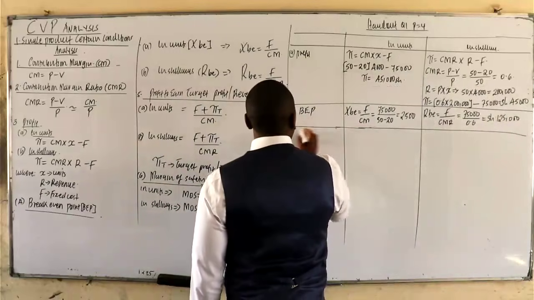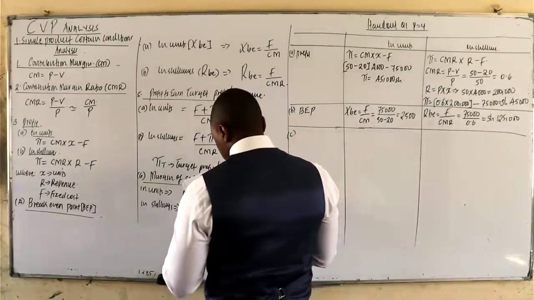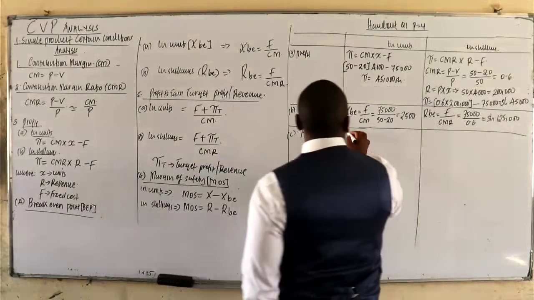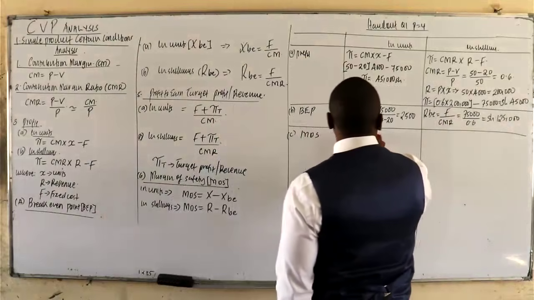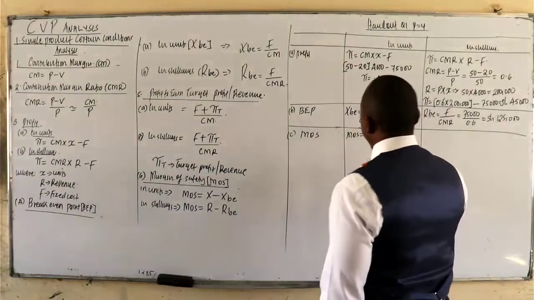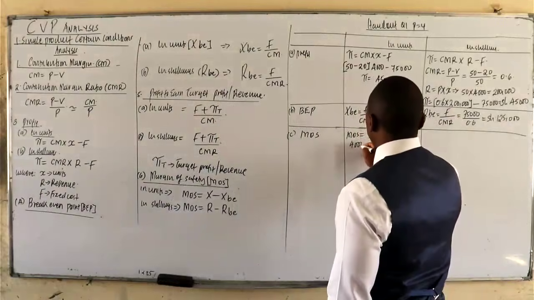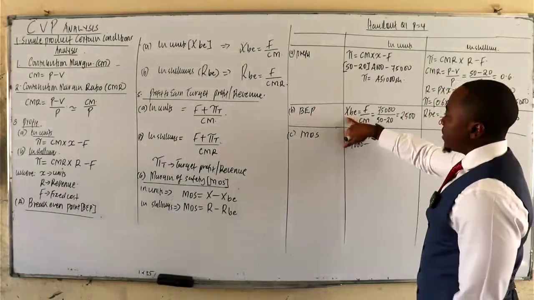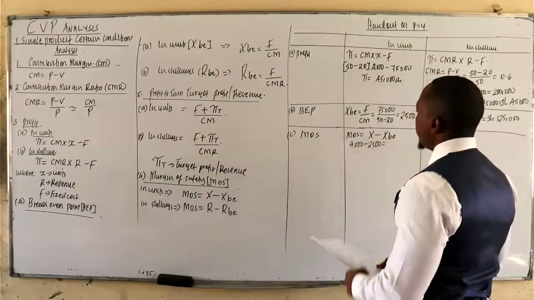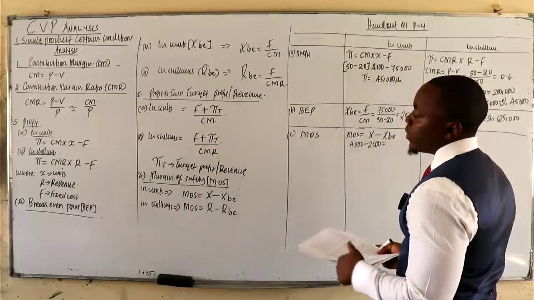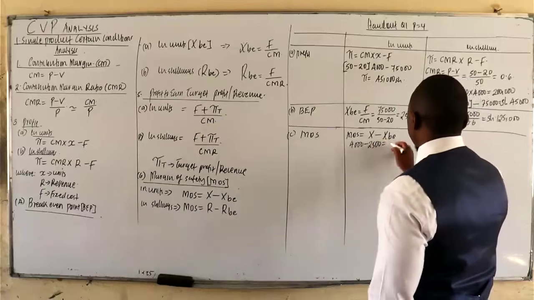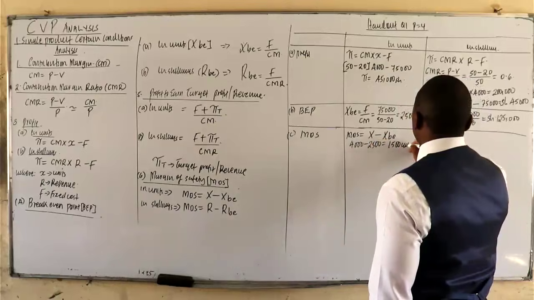Then number C, to get the margin of safety, MOS. Now the margin of safety in units form, you take the total number of units minus units to break even. X, the number of units, is 4,000, but for us to break even is 2,500. Any unit above the break even, that's what we call the margin of safety. Those are the units where you'll start to be realizing the profit, which is 1,500 units.